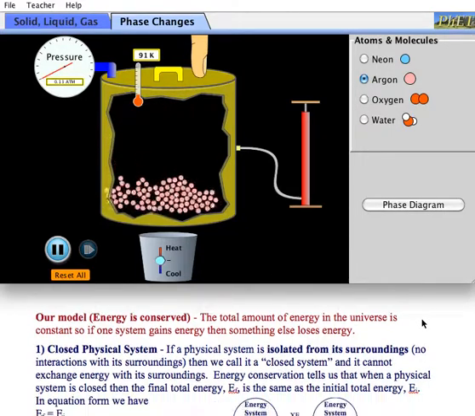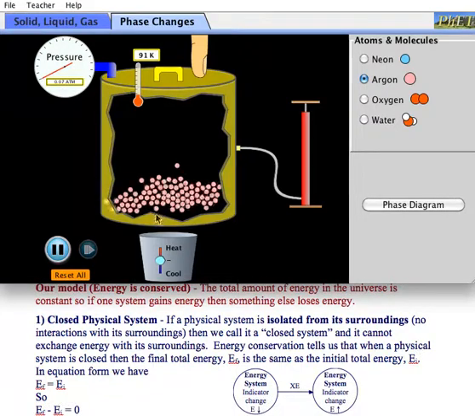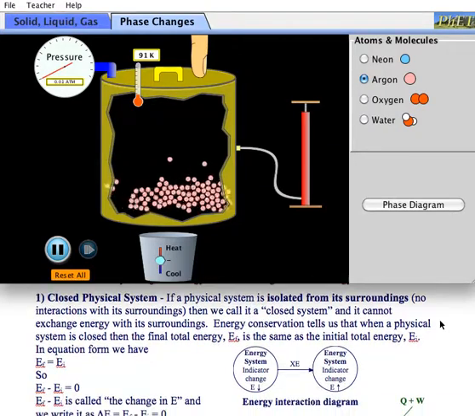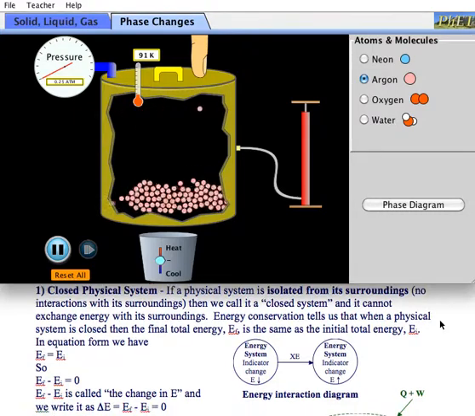So in our model, we first choose a physical system, and then we think about how to describe the interactions. And there's two kinds of situations that we can choose. We can choose to talk about different things in different ways. One is a closed system. If the system is isolated from its surroundings, then we call it a closed system.